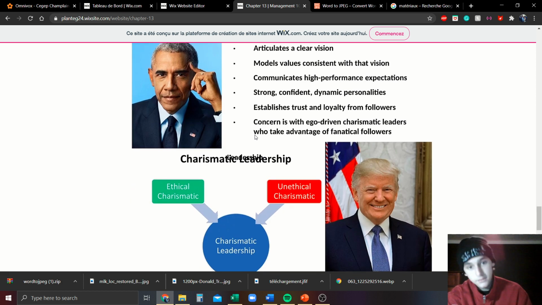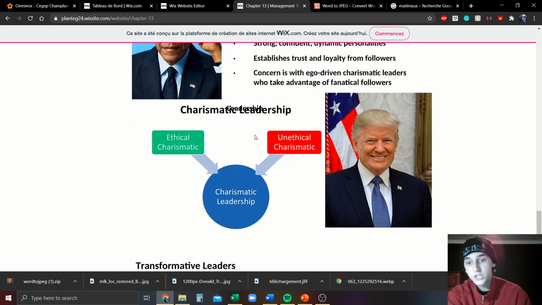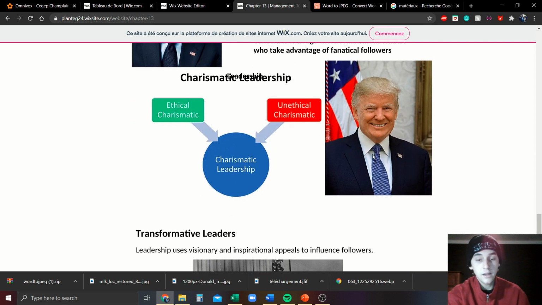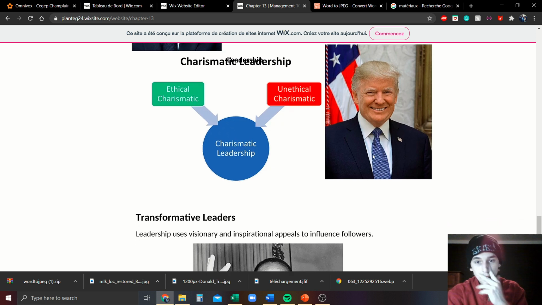There's the ethical charismatic, such as Barack Obama, and the unethical charismatic, which is Donald Trump. As we all know, he's a bit selfish. He can have great ideas. However, sometimes he's a bit too conservative, and he can tweet some slurs. Because he's selfish as a leader. Yes, he's very charismatic. People love to listen to him, but his ideas are not towards the people, but more towards him and his own person. So this is why he is an unethical charismatic leader.